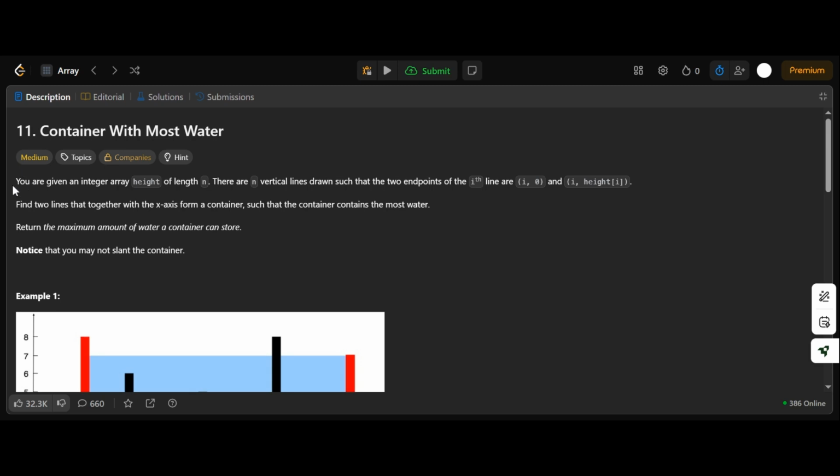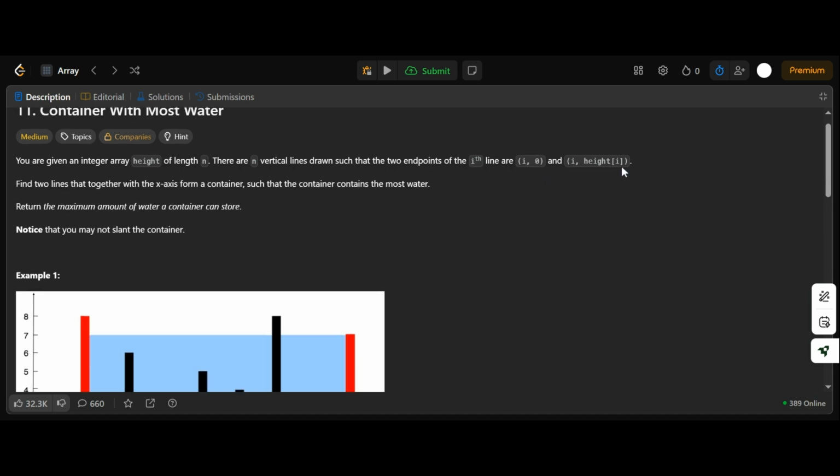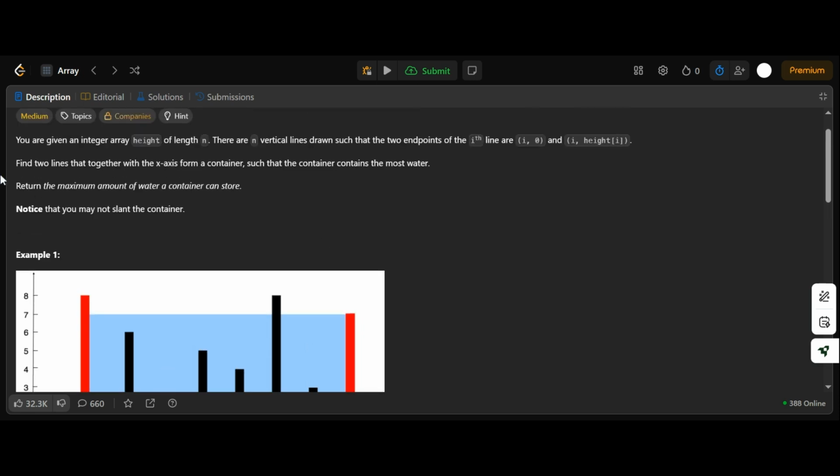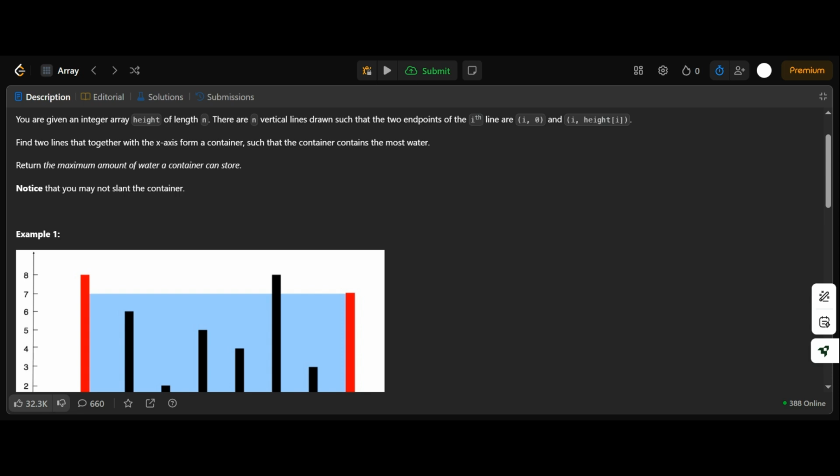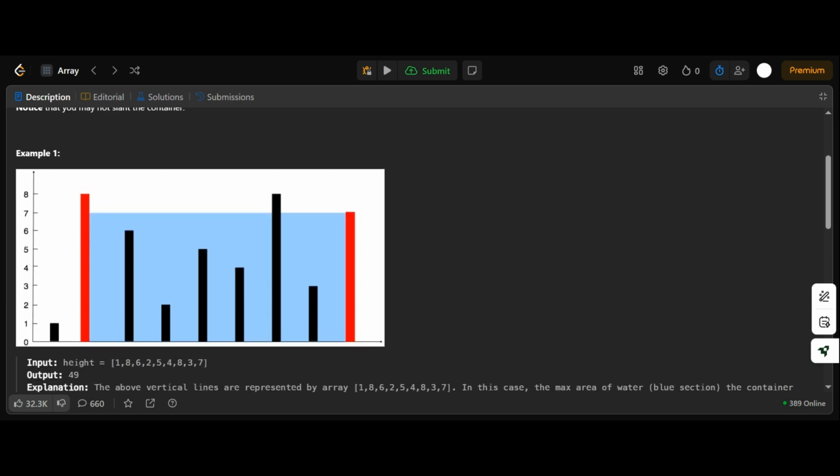Container with most water. You're given an integer array height of length n. There are n vertical lines drawn such that the two endpoints of the ith line are (i, 0) and (i, height[i]). Find two lines that together with the x-axis form a container, such that the container contains the most water. Return the maximum amount of water a container can store. You may not slant the container.